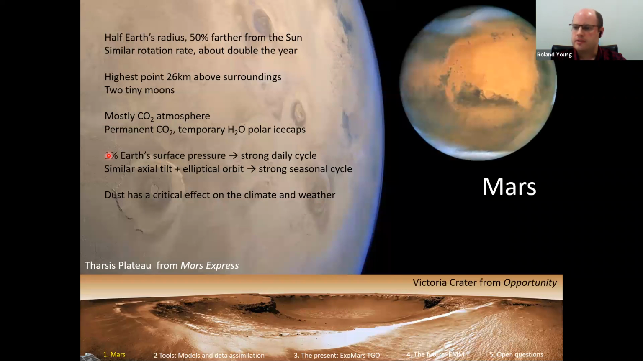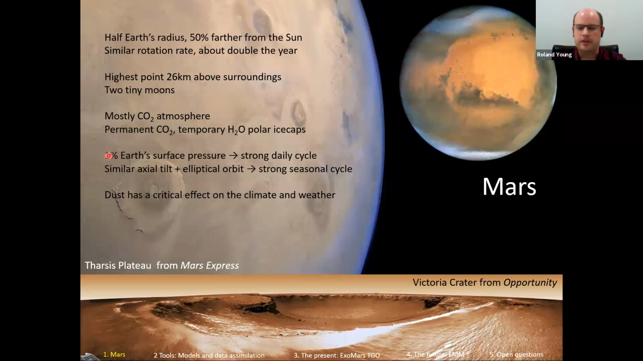In terms of size, it's about half the size of the Earth in terms of diameter, and about 50% farther from the sun, so it gets less light than we do here on Earth. But it has some similarities. In particular, its rotation speed is about the same as the Earth. Its day is just over half an hour longer than the Earth's day. And the tilt of its axis, which determines the seasonal cycle, is about the same as the Earth.